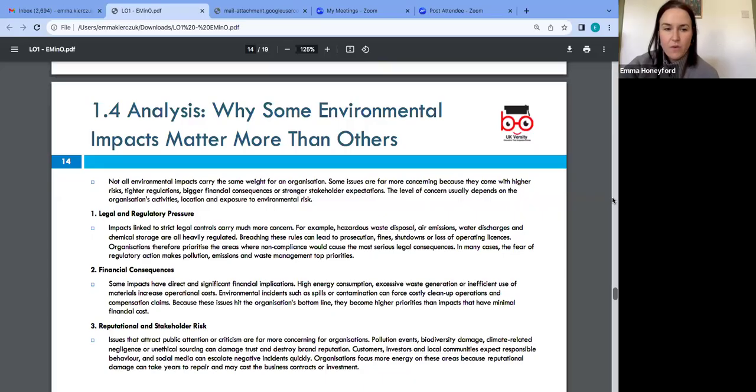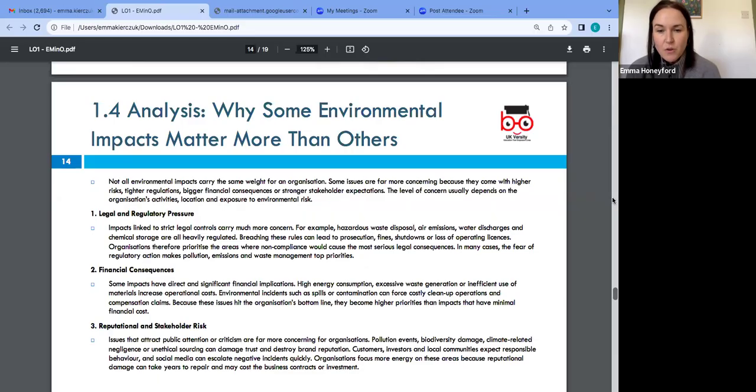And then another area is the financial consequences. Some impacts have direct and significant financial implications. High energy consumption obviously costs more, and a lot of organisations that I've worked for have really focused on targeting high energy bills, which is positive.